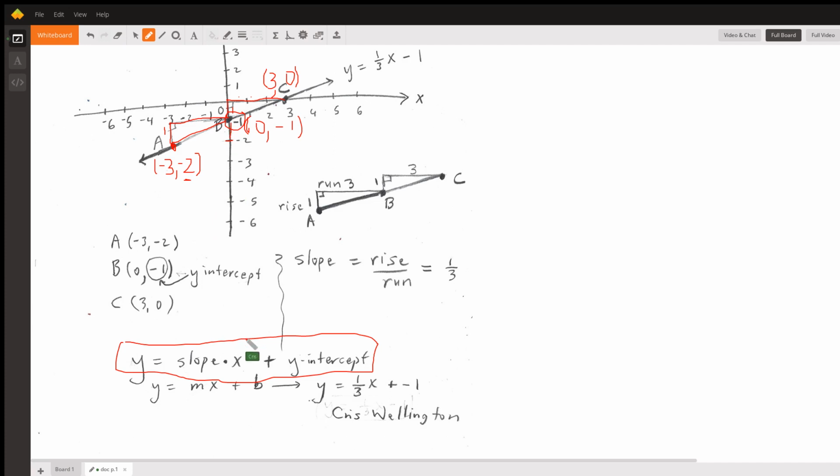And so substituting, we have y is equal to 1/3 x plus -1, which can be written as y is equal to 1/3 x minus 1. Okay, that's the equation that we need. So this is your answer.